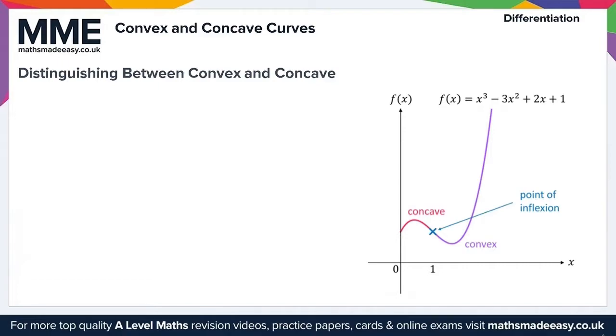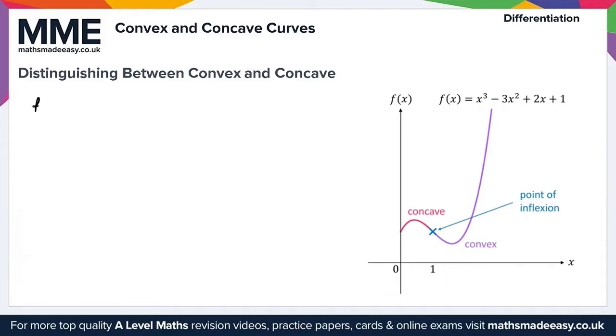To start with, let's take a look at distinguishing between convex and concave. And we can see a diagram here which we'll use to help us through this. So convex curves curve downwards and concave curves curve upwards. But that doesn't sound particularly mathematical. So let's define this more formally.